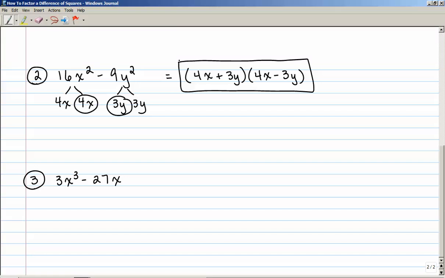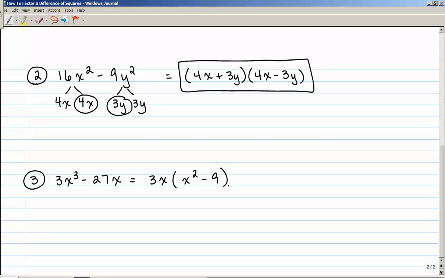And my last example here does not look like a difference of squares because I know that 3 is not a perfect square, nor is 3 cubed, nor is 27, nor is x. But the first thing I do notice is that I can actually factor a 3 and an x out of each term here. So let's go ahead and do that. So factor out a greatest common factor of 3x, and that's going to leave me with x squared minus 9.